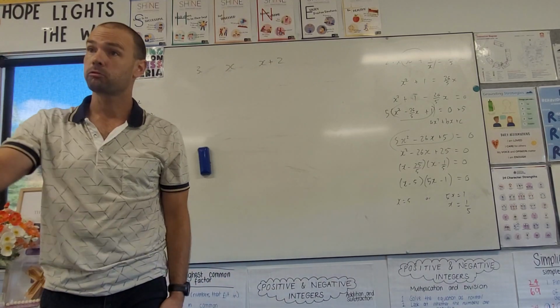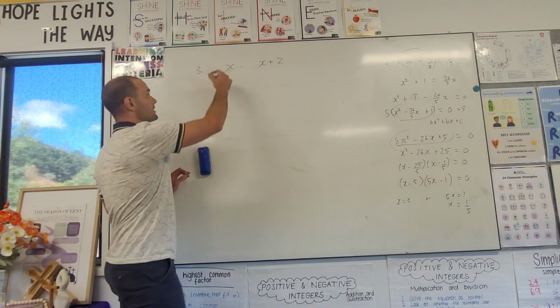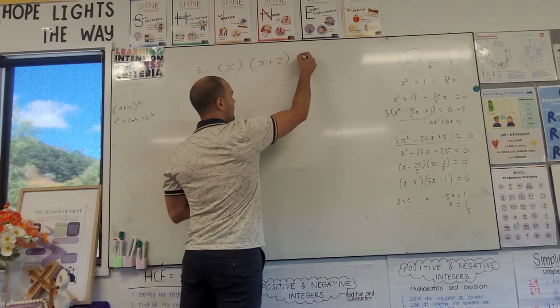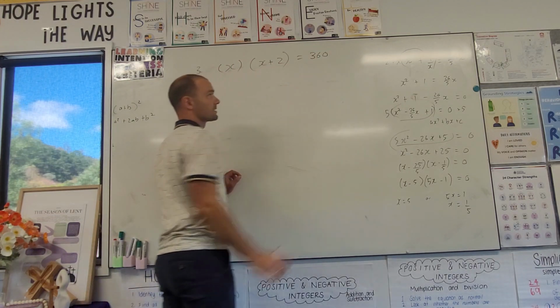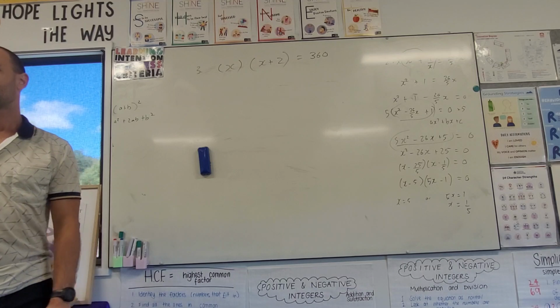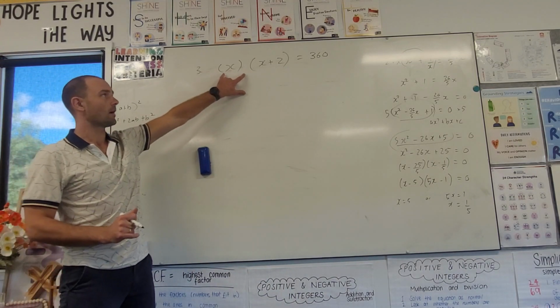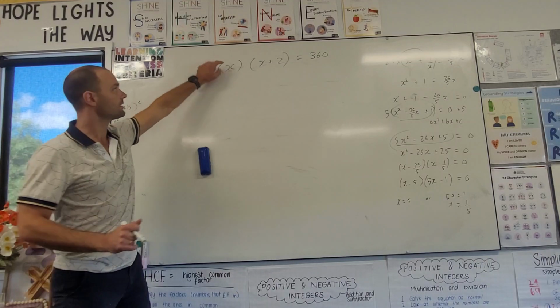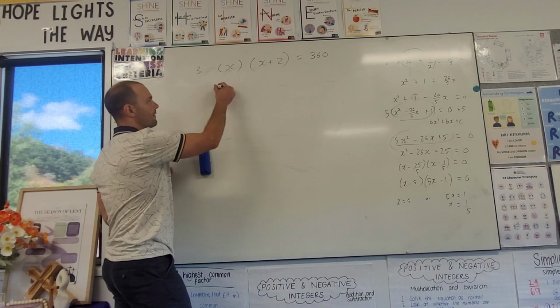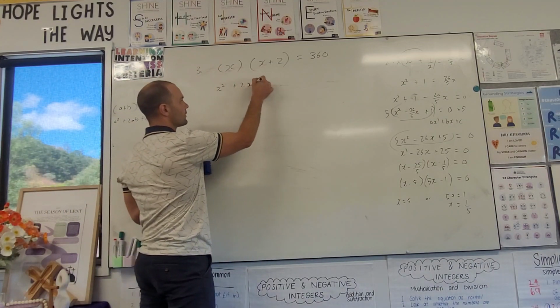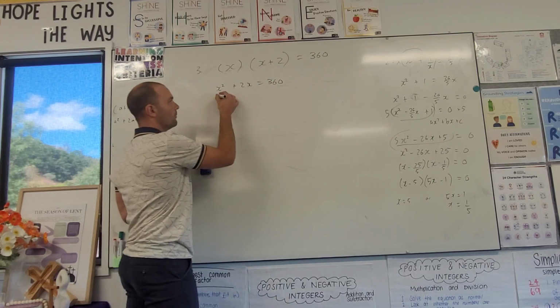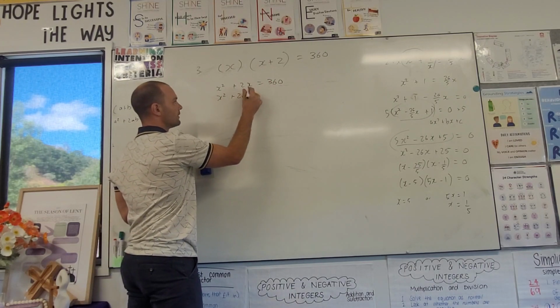Now we're told the product of these, so that means when you multiply them together, it's equal to 360. All right? The product means multiplying. And so then we're solving this equation. On the left-hand side, we'll expand it using the distributive law. We'll have x squared plus 2x equals 360. We'll move the 360 over.